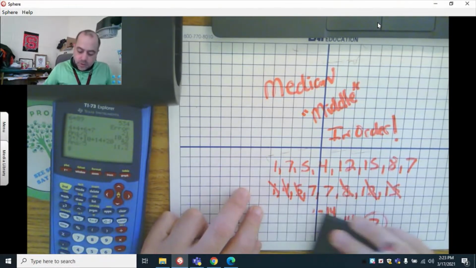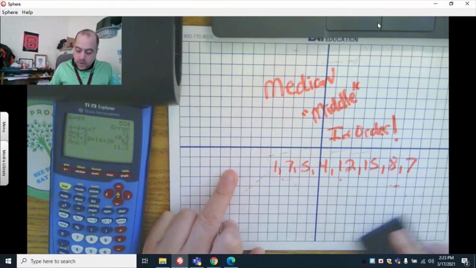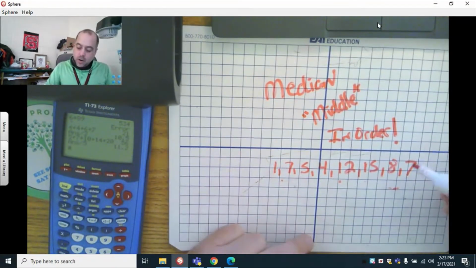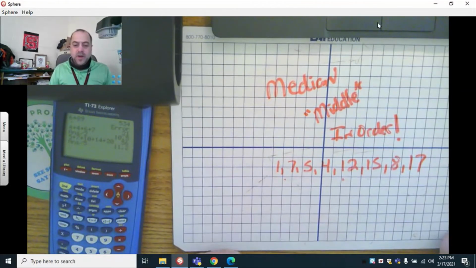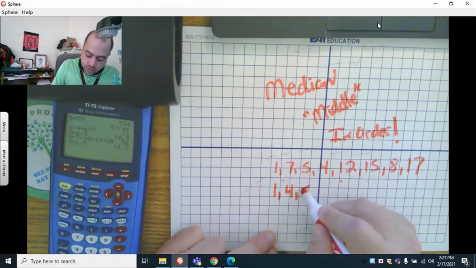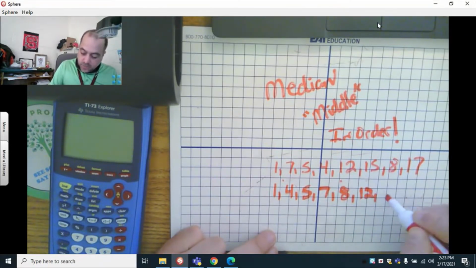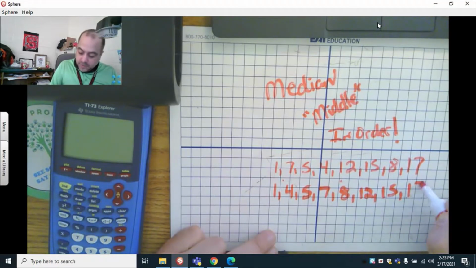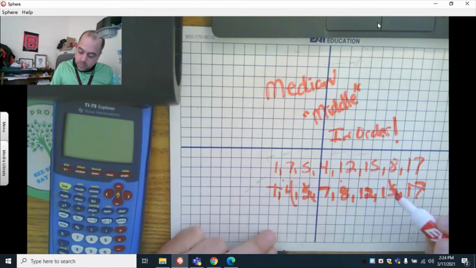Okay? Let's do it again. And let's pretend that this number was at the end. Let's pretend this number was 17. This will make it a little bit harder. All right, so let's arrange them in order: 1, 4, 5, 7, 8, 12, 15, 17. All right, let's find the median. Boom, boom, boom, boom, boom.